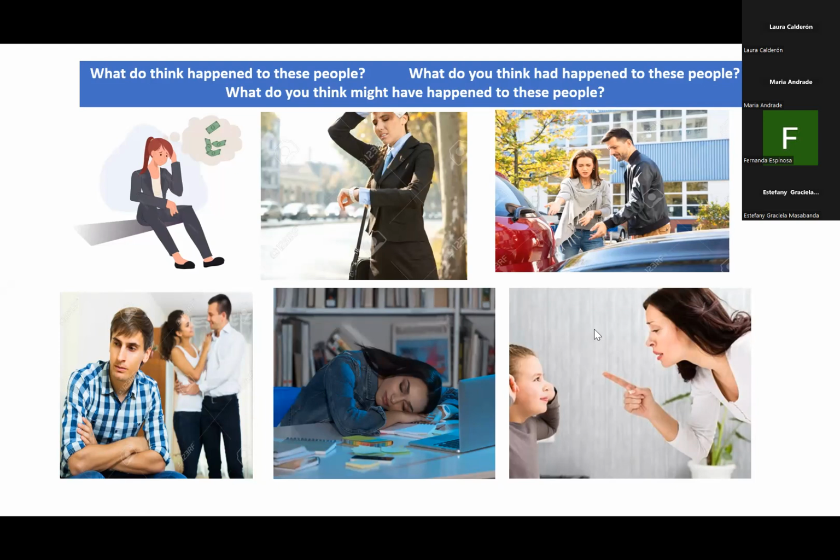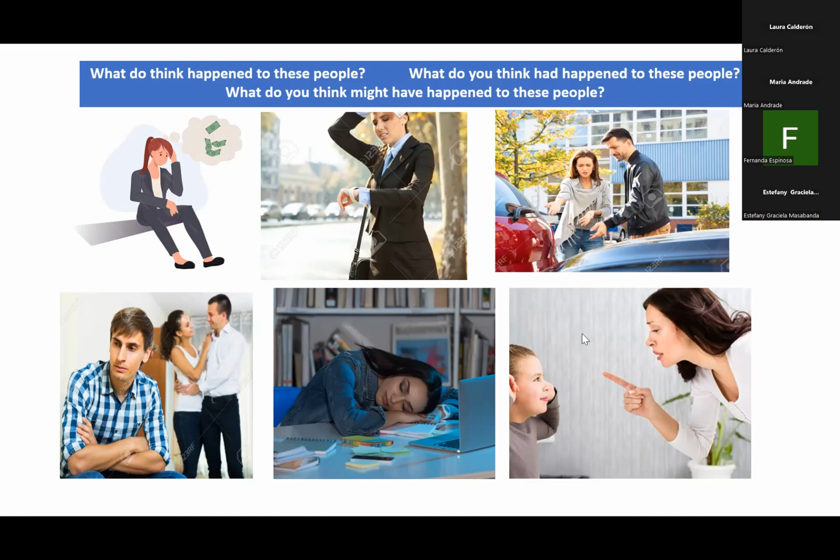Yeah, could be. Lauren, picture number 5. I can observe a girl, she's sleeping on the desk because maybe she has a stressful day, she has a lot of work or a lot of homework to do. Okay, could be.